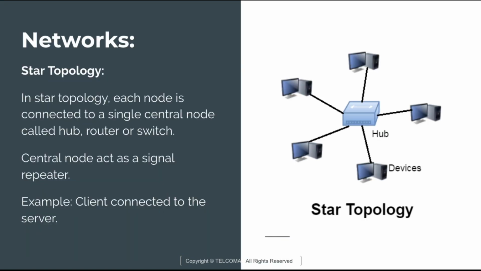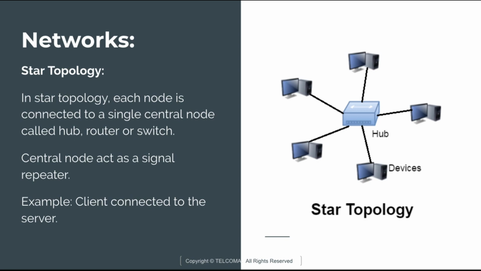Next we are going to discuss the star topology. In a star topology, each node is connected to a single central node called a hub, router or switch, and the central node acts as a signal repeater. Each node is connected through a point-to-point connection, and every node is indirectly connected to each other node with the help of the central node. An example of this is a client connected to the server.